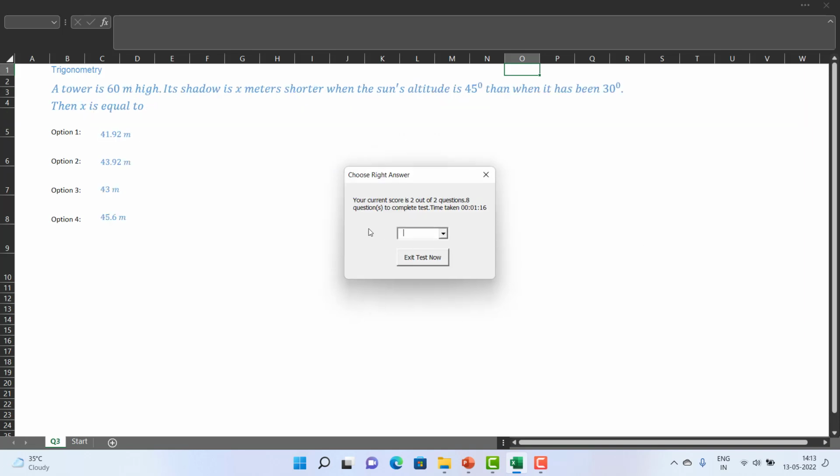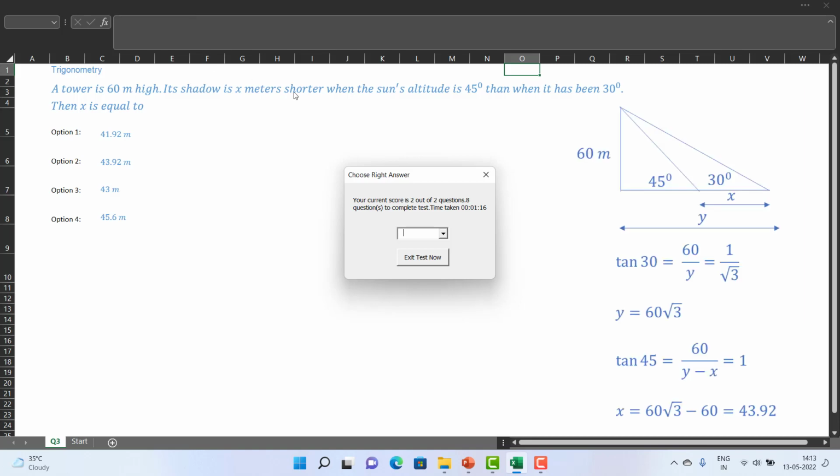Bravo. A tower is 60 meters high, its shadow is x meters shorter when the sun's altitude is 45 degrees than when it has been 30 degrees. Then x is equal to, the shadow is longer when the altitude is 30 degrees, say let it be y. The shadow is shorter when the altitude is 45 degrees. Say y minus x, that is x meters shorter. This is given in the problem. We have to find out x only.